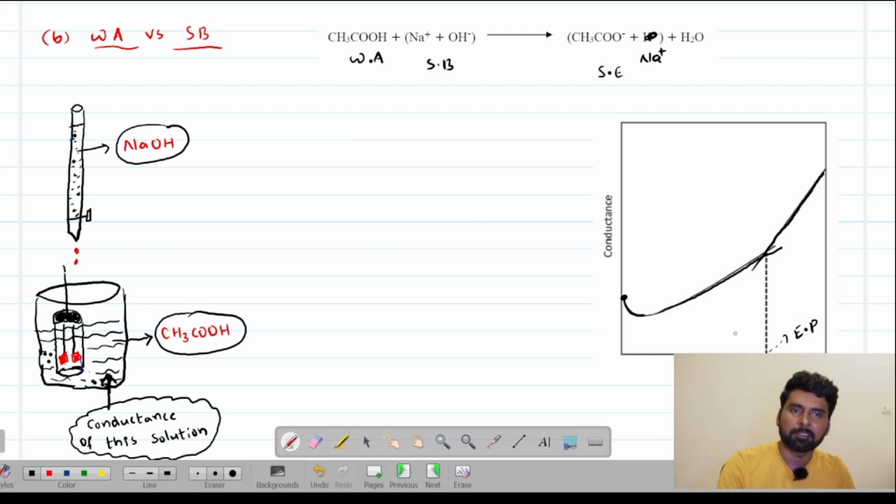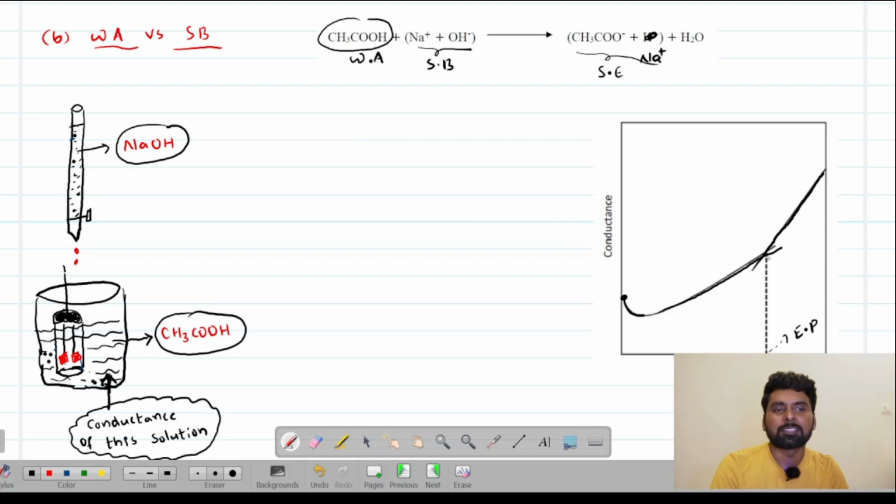equivalence point. Okay, why is conductance increasing before the end point? That is the question. Because once the weak acid started reacting with NaOH, once the reaction is over, there is no NaOH left with the weak acid before the end point. All the weak acid is converted into a strong electrolyte, which is sodium acetate. So till the end point, sodium acetate concentration keeps on increasing. That's why conductance keeps on increasing.